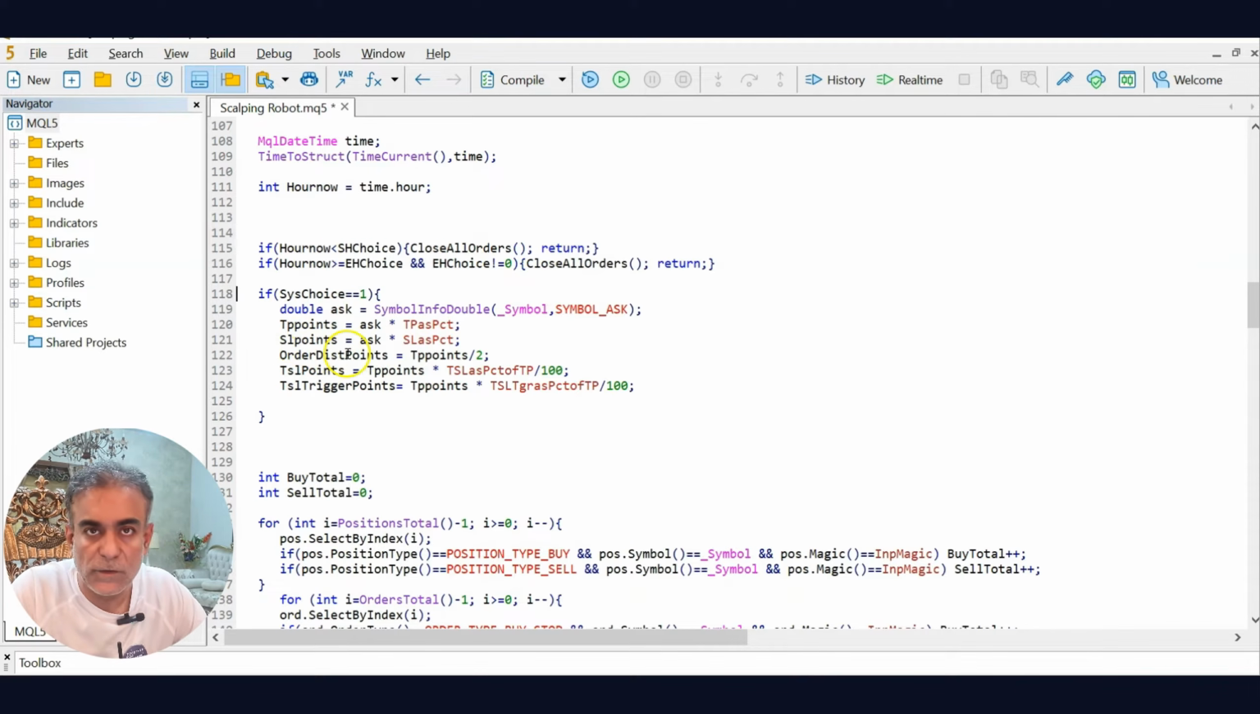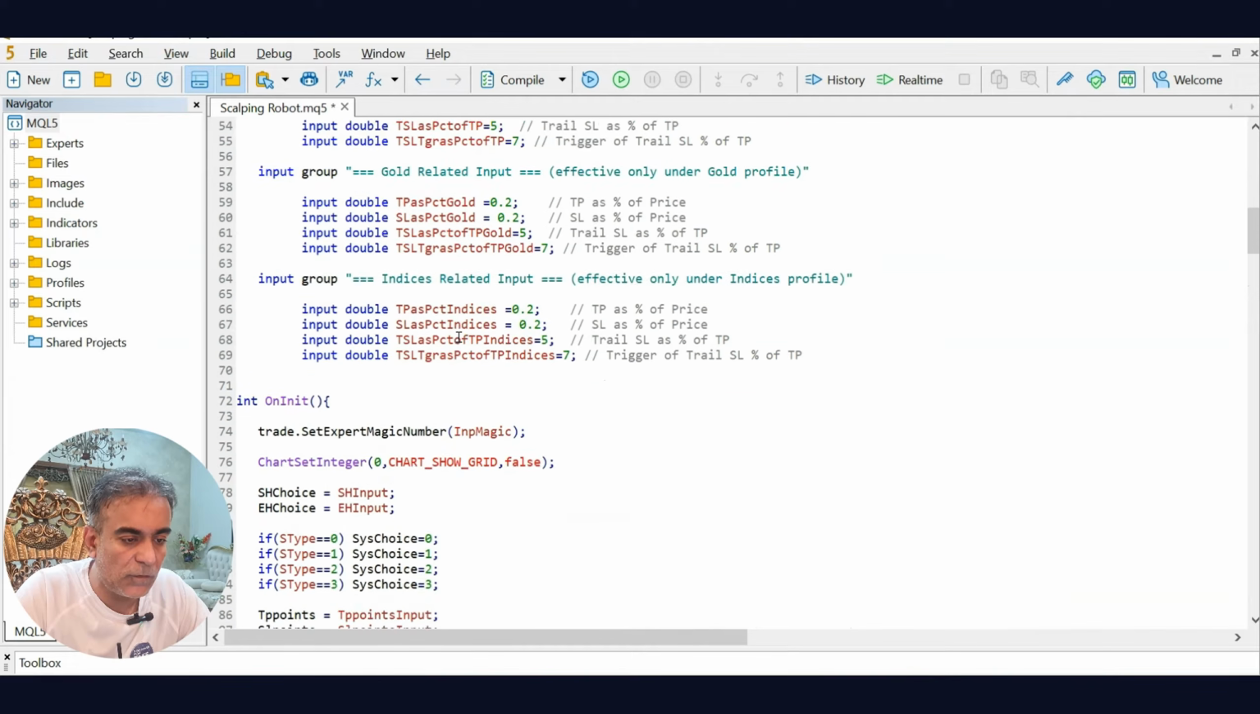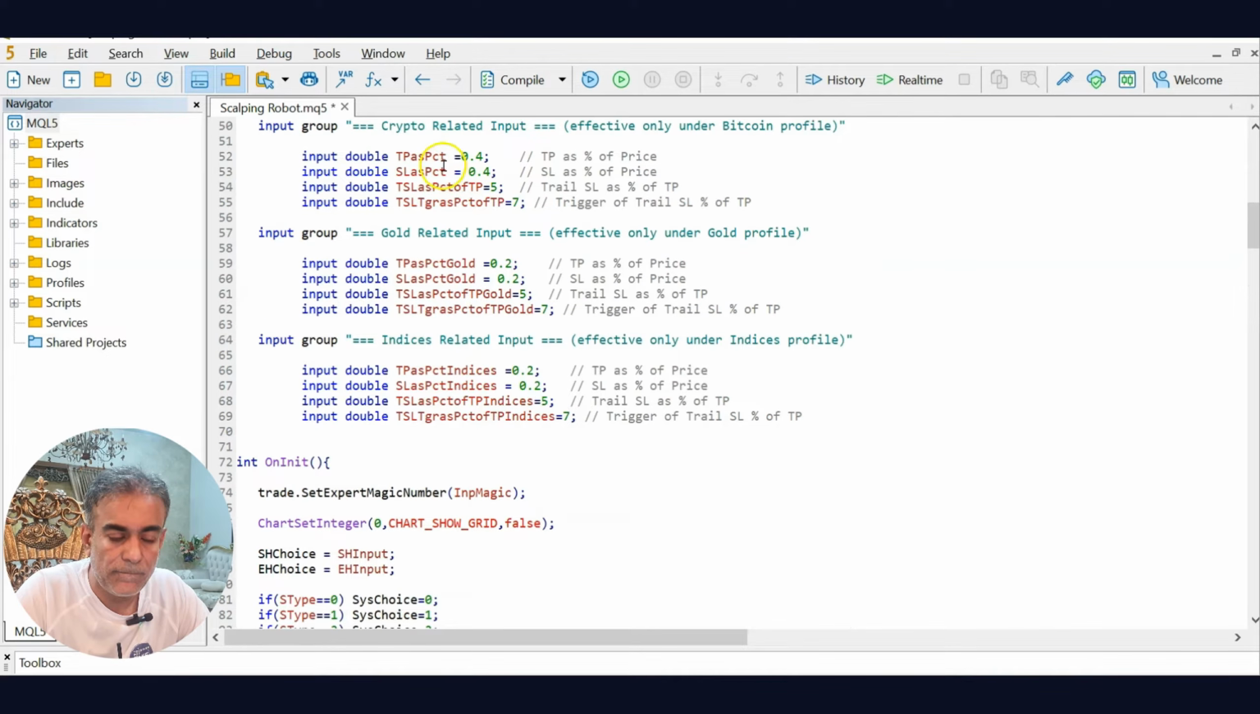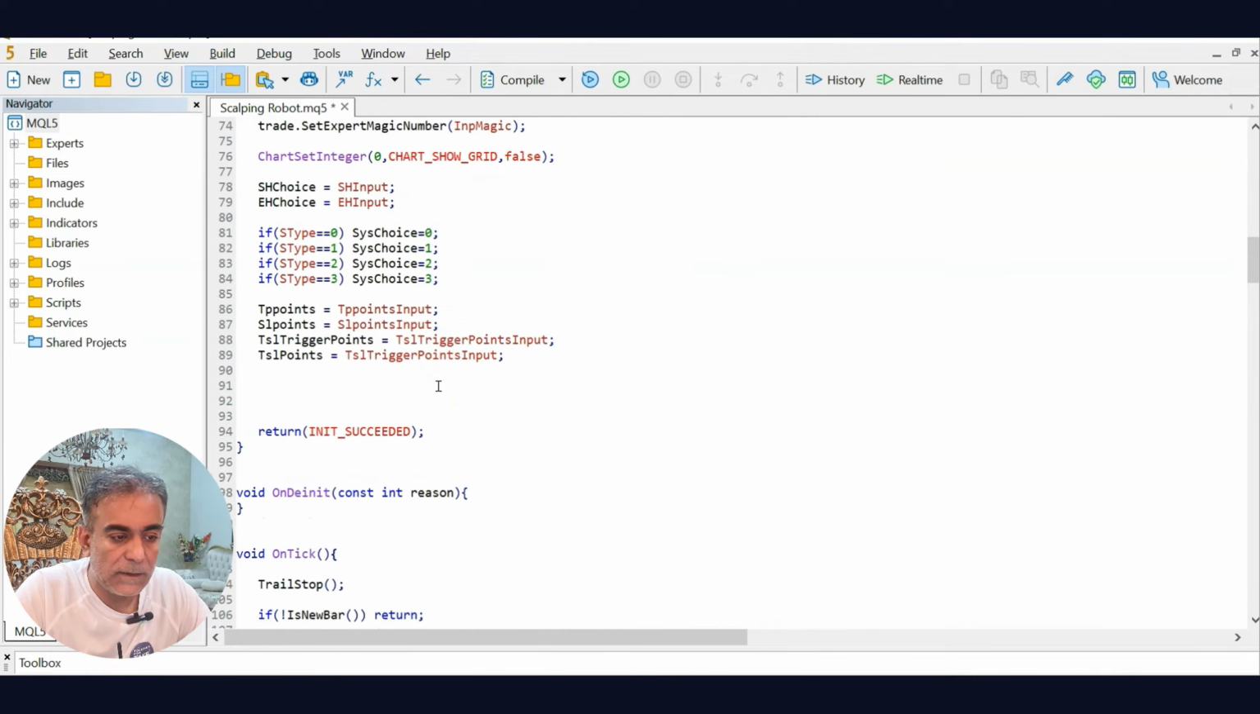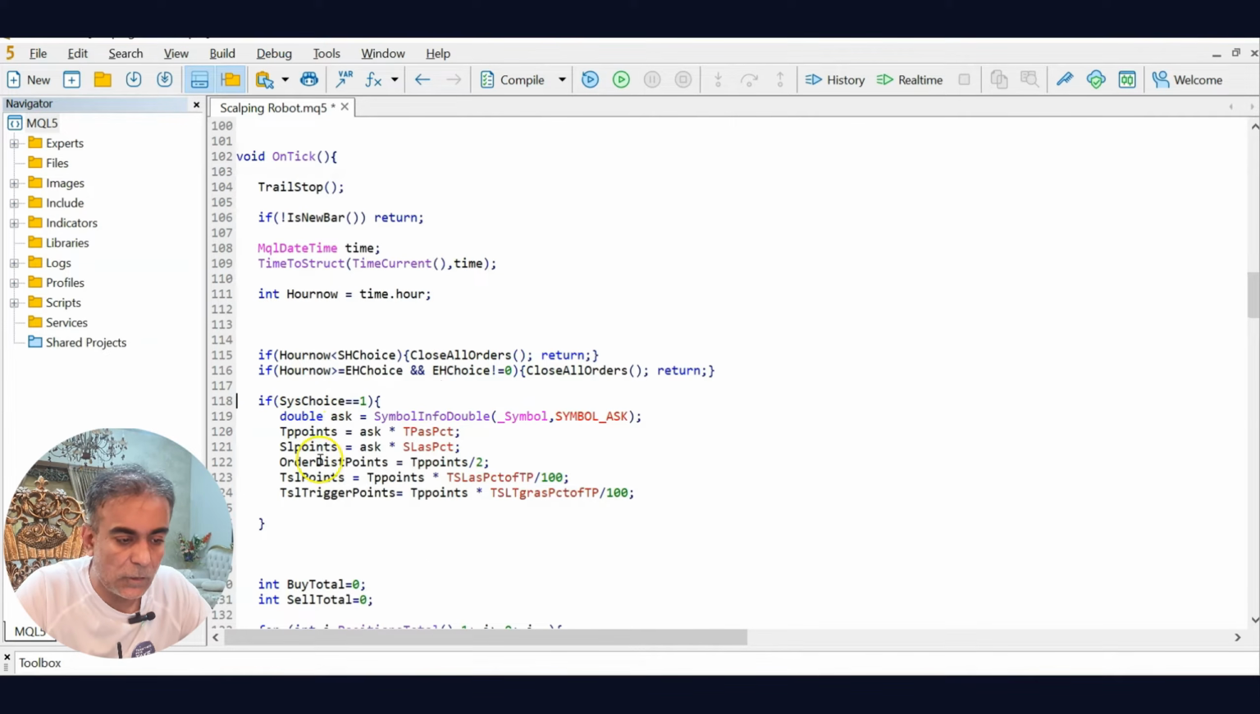And for the stop loss, we're going to use again the market price, in terms of the ask variable that we have stored the ask value in. Then we're going to multiply it by whatever is the stop loss defined as a percentage under the crypto. Here is the variable. So assign that value, and so on and so forth, we assign the order distance point.